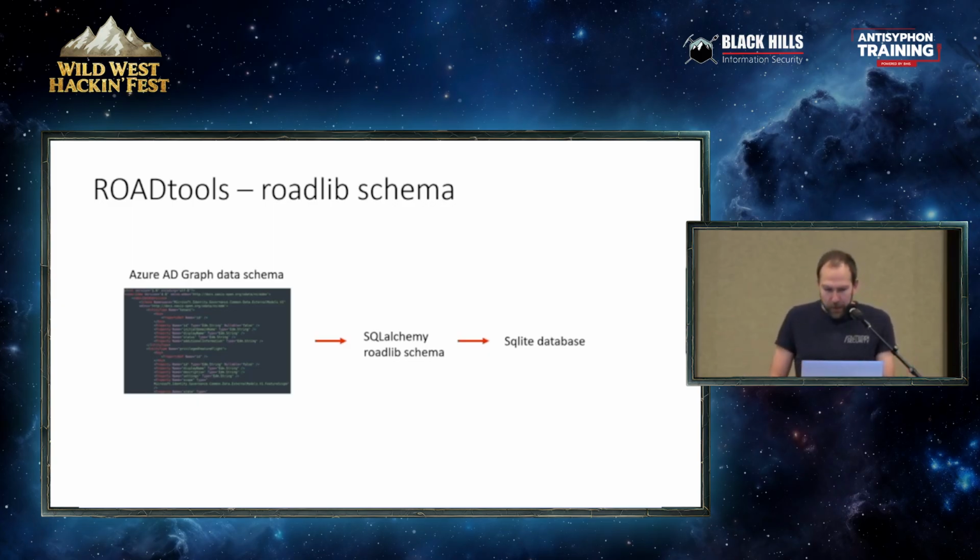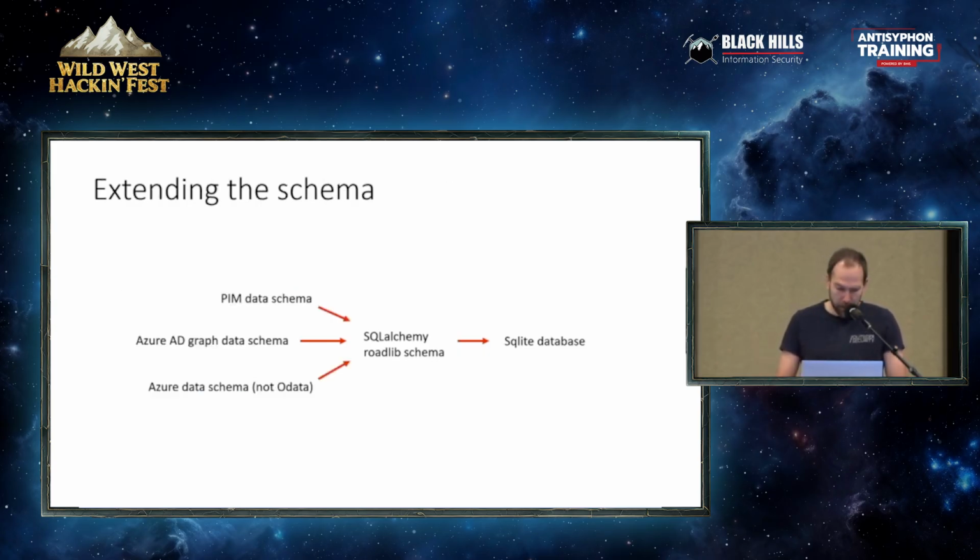Now, when ROADtools started, it was just the Azure AD Graph, and now we're extending that model. I'm combining multiple APIs. We have the privileged identity management API, we still have the Azure AD Graph data schema, and I'm also adding Azure support, so listing Azure resource access. Azure is not an OData API, so for that I had to build a custom schema. But they're all merged together into the ROADtools library, and that means we have these different schemas in the SQLite database.